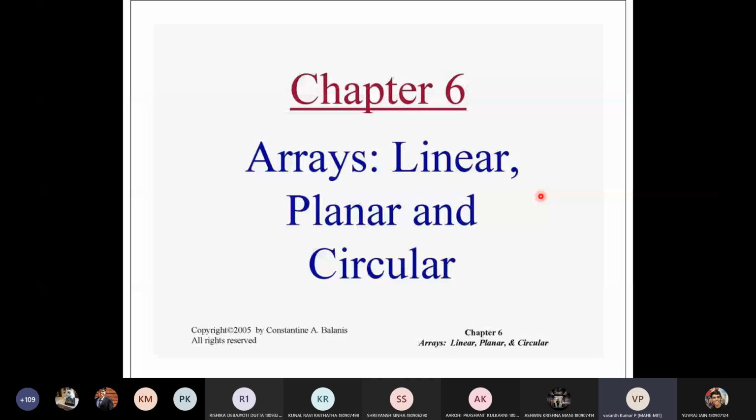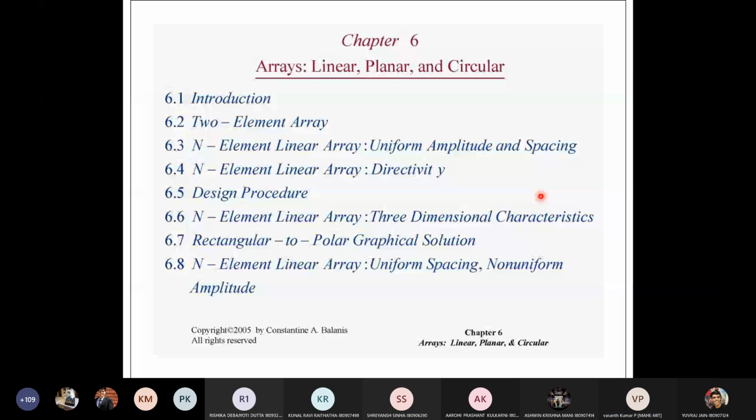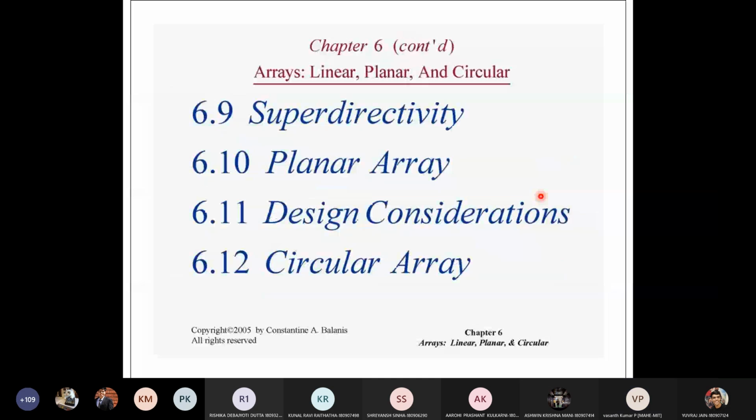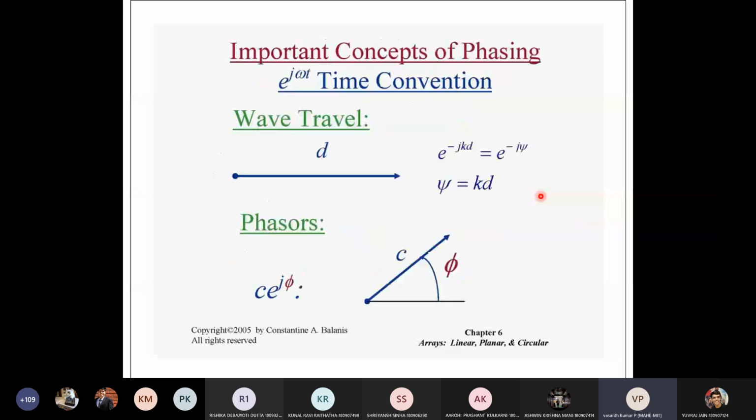Here, first we will consider two elements. These are the different things we are going to study: two element array, n element array, then uniform spacing, non-uniform spacing arrays, planar arrays. These things we have not included in the syllabus this time, so some of them will not be discussed.